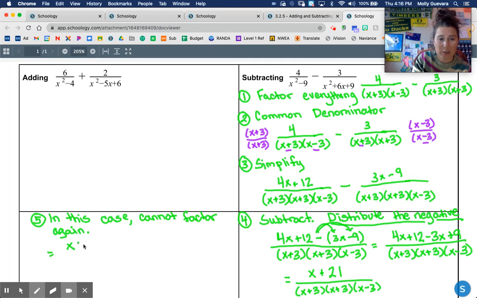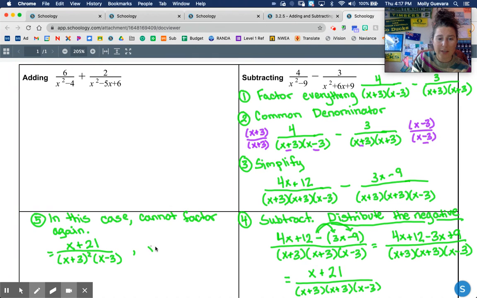So x plus 21 all over, and you can write it x plus 3, x plus 3, x minus 3, or you can write it x plus 3 squared, since we have 2 of them. x minus 3, that's another option as well. Either one of these two would be okay.